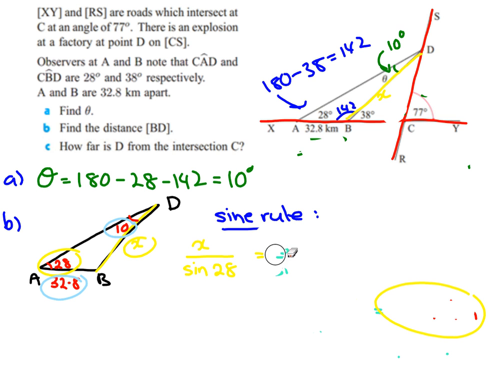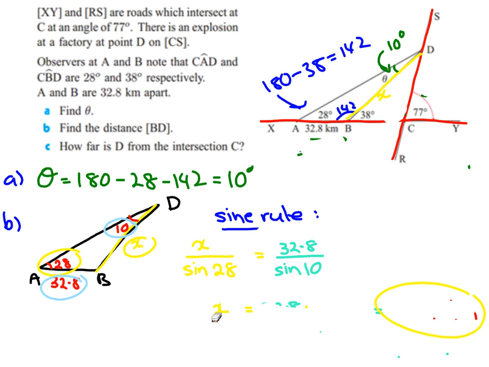32.8 over sine of 10. Lovely. And then just try to think, how do you solve for X? You would have to multiply both sides by sine 28. So now I'll show the step where you multiply both sides by sine 28. It's a good idea. You definitely need this to get your method mark, so definitely do that.